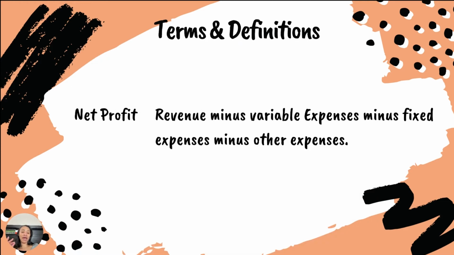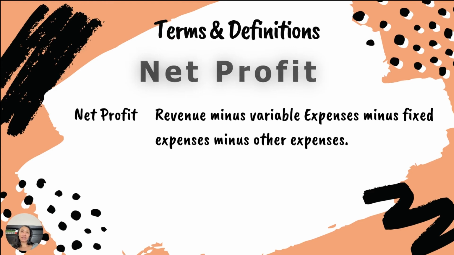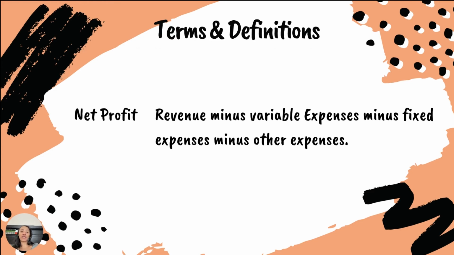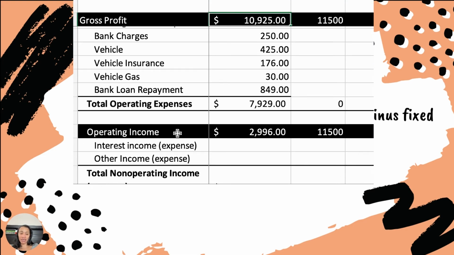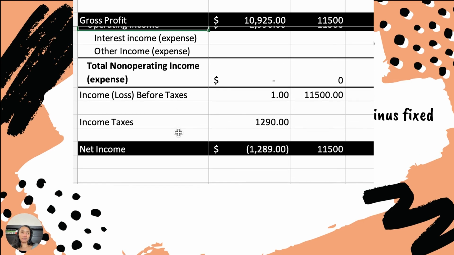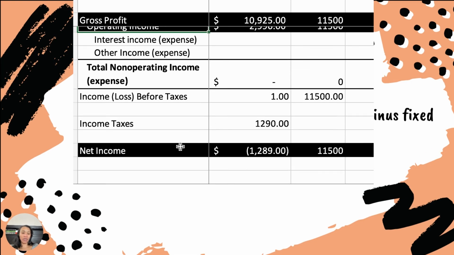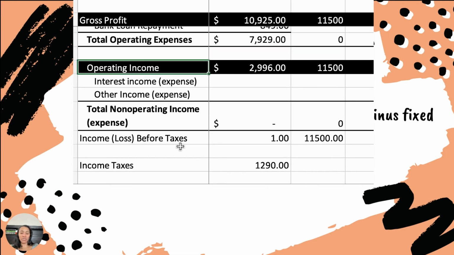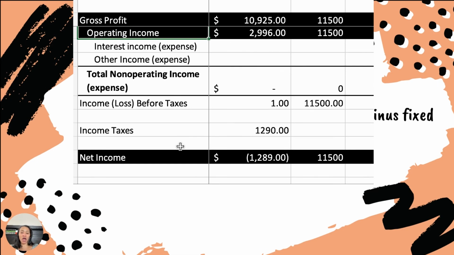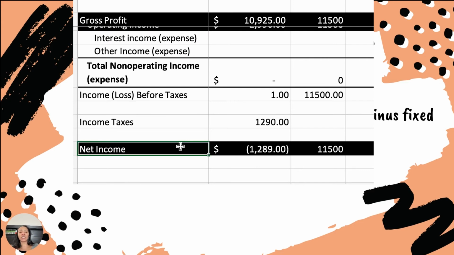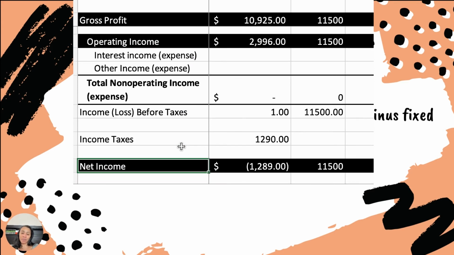And then at the bottom of your P&L statement is your net profit. Now, this really tells you if you are profitable or not. Because after everything is said and done, after your gross profit and your revenue is minus your expenses, minus your fixed expenses, and minus your other expenses, this will tell you if you made a profit that month, okay?